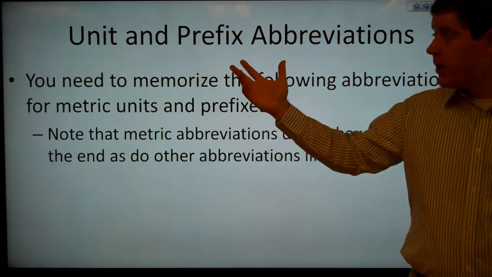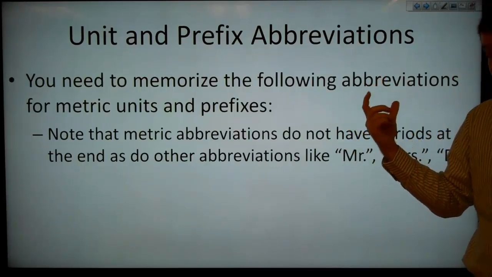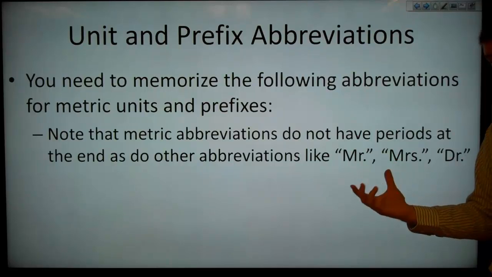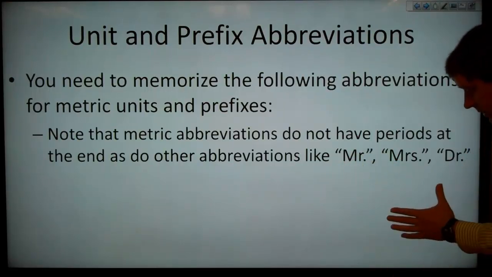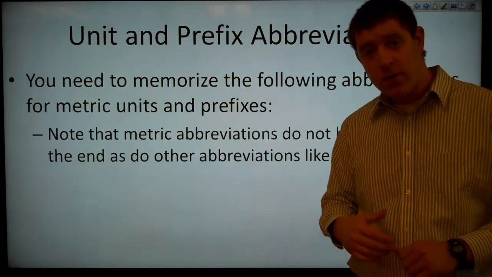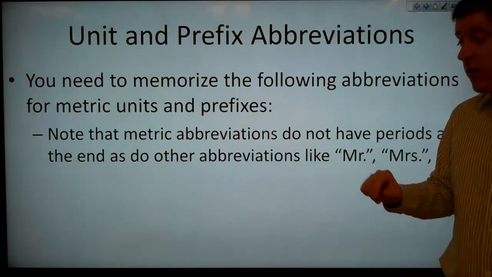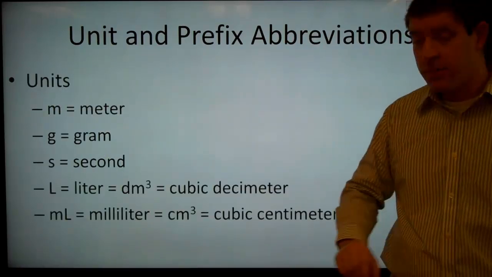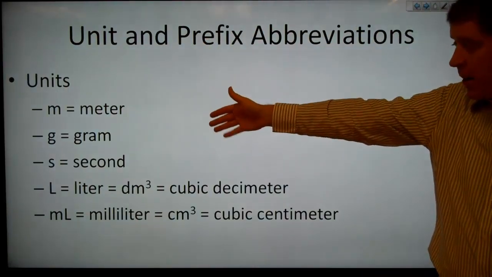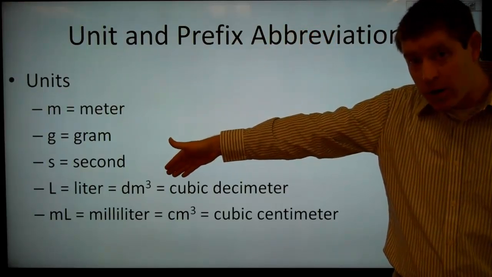So now let's talk about unit and prefix abbreviations. You need to memorize the following abbreviations for metric units and for their prefixes. And note here that metric abbreviations do not have periods at the end, as do other abbreviations like Mr., Mrs., Doctor, Street. Those things all have periods at the end of them for their abbreviations, but the metric abbreviations do not. We don't put the period in for abbreviations in the metric system. So m is meter, it's not m period. So m is meter, g is gram, s is second. Capital L is liter, which we know is a cubic decimeter.